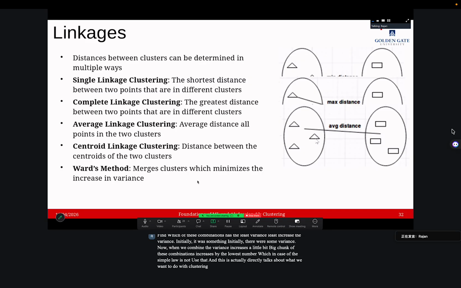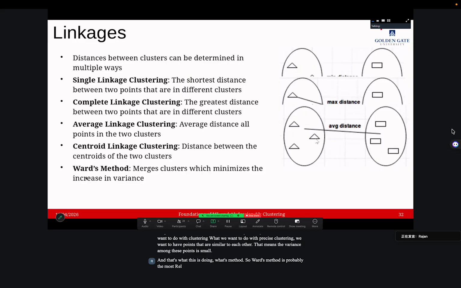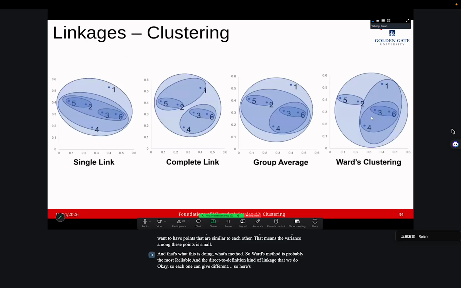And this directly talks about what we want to do with clustering. We want to have points that are similar to each other. That means the variance among these points should be small. And that's what Ward's method is doing. So Ward's method is probably the most reliable and direct-to-definition kind of linkage that we do. Each one can give different results.